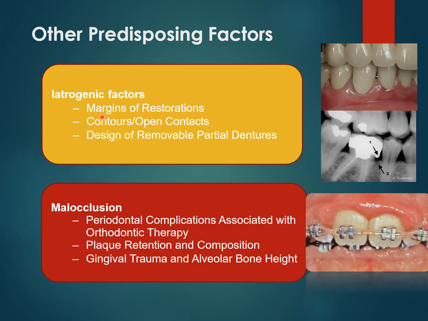Under that, margins of restoration. Margins of restoration, there are subgingival margins or overhanging margins, that always contribute to the development of periodontal disease by changing the col knife and also by inhibiting the patient's access to remove the accumulated plaque. So subgingival margins are always associated with large amounts of plaque and gingival inflammation.